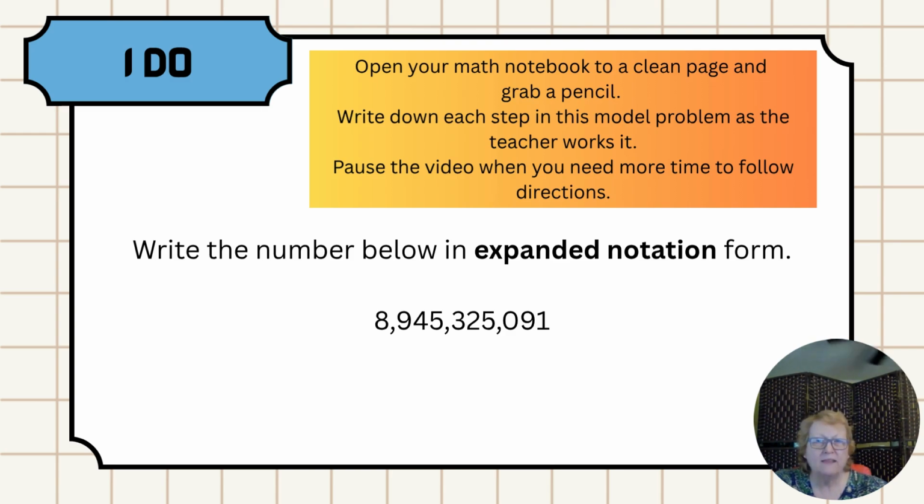It says to write the number below in expanded notation form. And you can see there that the number is a very lengthy number. It has a number of digits in it. So it wants us to write this number in expanded notation, which means we are going to expand this number by identifying each digit in the number according to its place value.